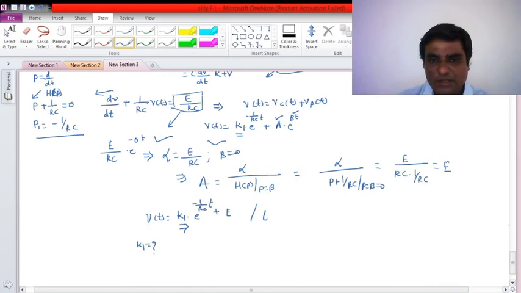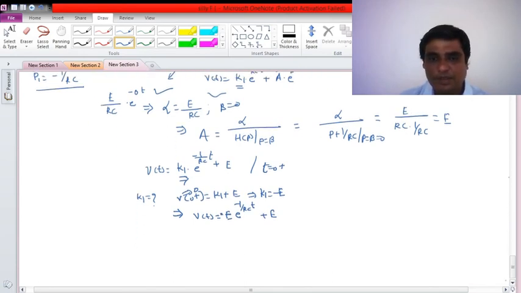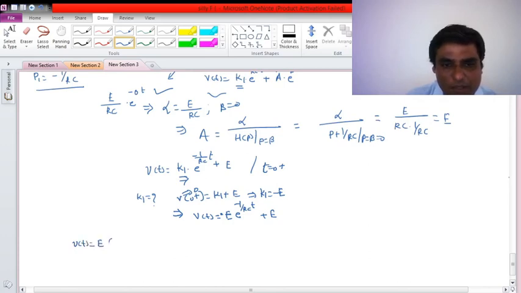So this initial condition I know, so I will substitute it. Let me evaluate this at t equal to 0 positive. So V of 0 positive will be K1 plus E, and this is 0, so your K1 constant is minus E, and my voltage across capacitor V of t will be minus E e raised to minus 1 by RC t plus E. So my voltage across capacitor V of t will be E into 1 minus e raised to minus t upon RC.